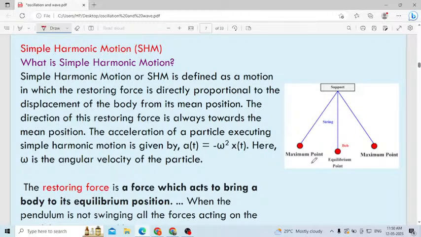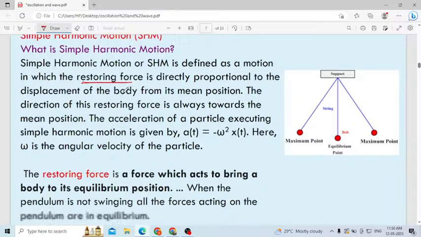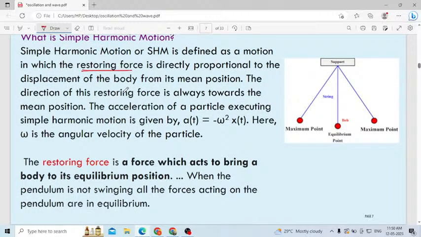Next one, simple harmonic motion or SHM. What is simple harmonic motion? Simple harmonic motion is defined as the motion in which the restoring force is directly proportional to the displacement of the body from its mean position. Another definition of simple harmonic motion is that the restoring force is directly proportional to the displacement of the body from its mean position. Then what is meant by a restoring force? The restoring force is a force which acts to bring a body to its equilibrium position.